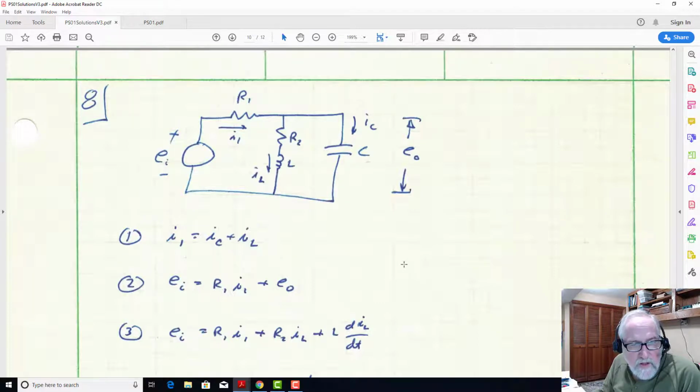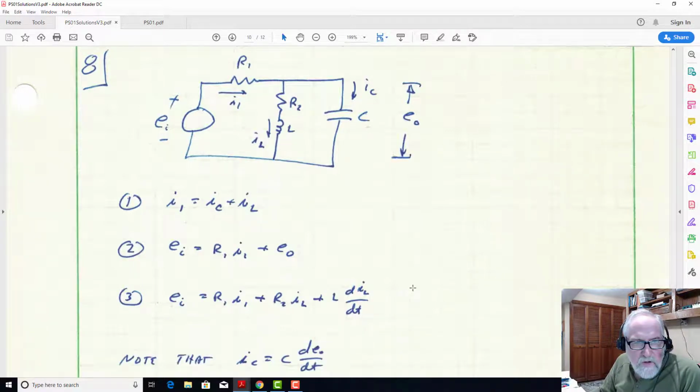And very quickly we can write three equations from Kirchhoff. Kirchhoff's current law says that the current through that resistor, I sub 1, has to equal the sum of the other two currents. Then we can take a loop law, Kirchhoff's voltage law, across the outer loop. That says that the input voltage is equal to the sum of the voltage drop across R1 and the capacitor. I use that as E sub O because that's a variable we're going to want going forward. And the last one is the equation for the inner loop: E sub I is equal to the voltage drop across the first resistor, the second resistor, and the inductor.